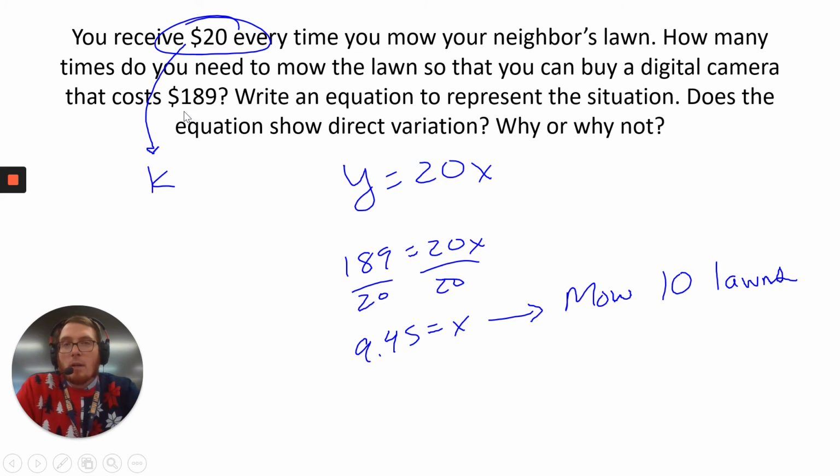And then it says you want to buy a camera that's $189. So that's how much money you need to make, which would be your y value, because x represents how many lawns you're going to mow. And when you divide by 20, you get 9.45. But you can't mow half the lawn probably, so you got to round that up, and it's going to be 10 lawns that you have to mow in order to have enough money to purchase the camera. Anytime they tell you a unit rate, that's going to be your constant as well.